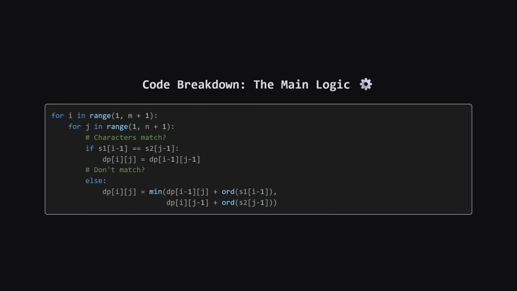This is the heart of the algorithm. We loop through every cell of our table. At each spot, we check the characters. If the character from string 1 matches the character from string 2, we don't have to delete anything new. We just carry over the cost from the diagonal, basically, the cost before we considered these two matching characters. But if they don't match, we have to make a tough choice. We check two possibilities: deleting the character from string 1 or deleting the character from string 2. We calculate the cost for both and pick the minimum one.